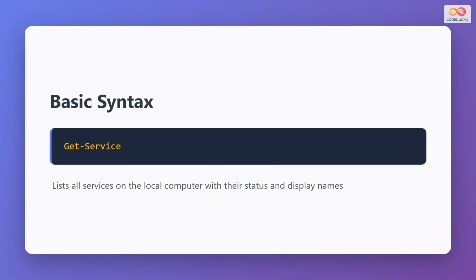The simplest way to use Get-Service is to type the command name by itself. When you run Get-Service without any parameters, it lists all services on your local computer, showing their status and display names. This gives you a complete overview of every service installed on your system, whether they're running, stopped, or paused.